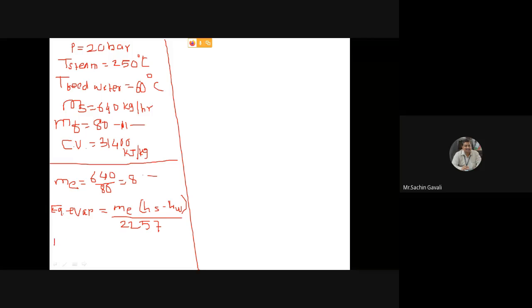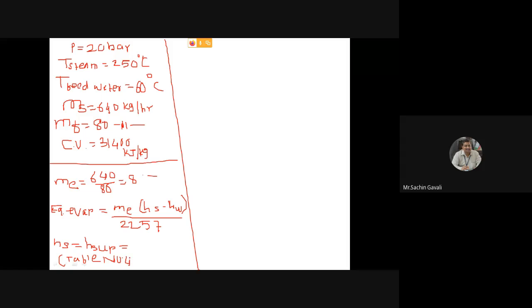Now HS is equal to what? Who will tell? Kunal got the answers: equivalent evaporation 9.39, 2902.4, 1.17. H is equal to H superheated, because of the table. Which table number is there? Table number 4.